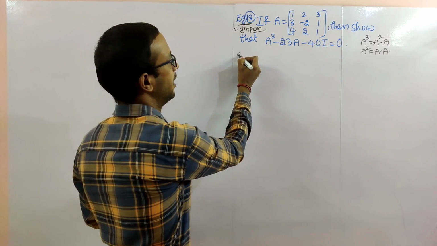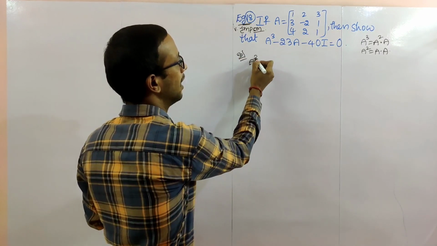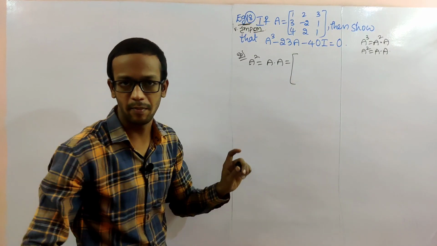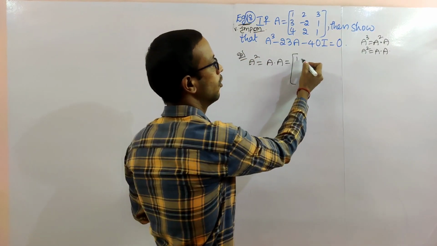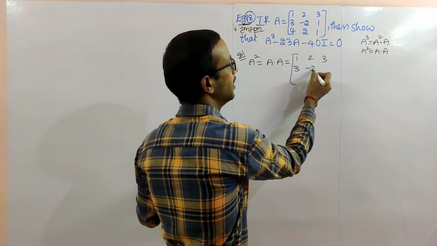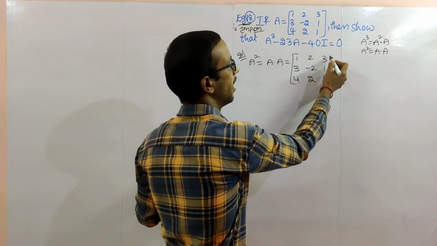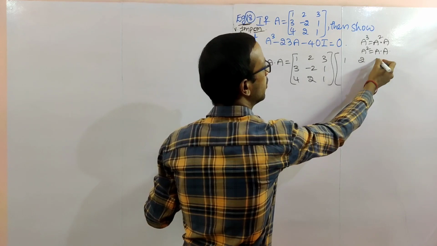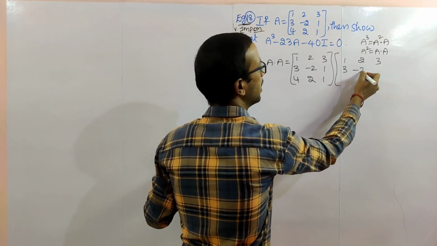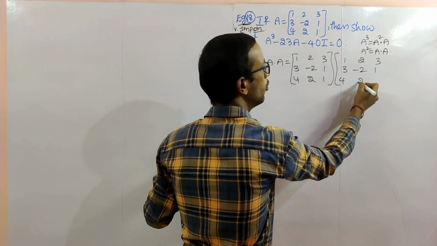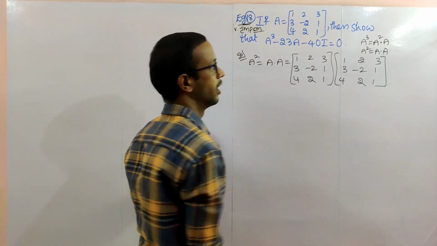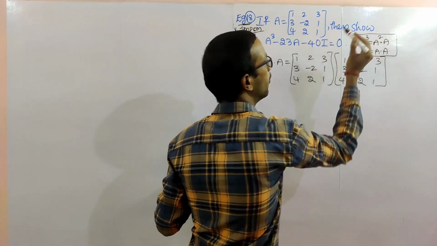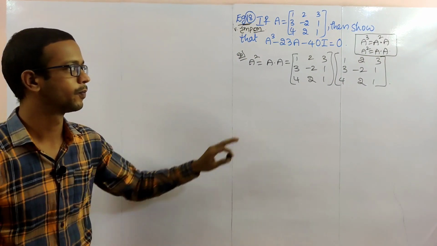So now first I'll find A square. A square means what? A into A. What is the A matrix? The A matrix we already know: 1, 2, 3; 3, minus 2, 1; 4, 2, 1. Next, another matrix, the same matrix: 1, 2, 3; 3, minus 2, 1; 4, 2, 1. So that is also the A matrix. This is just rough work. We will follow that rule.